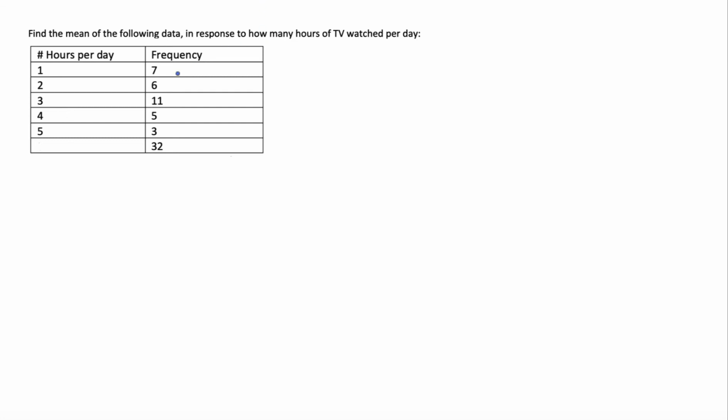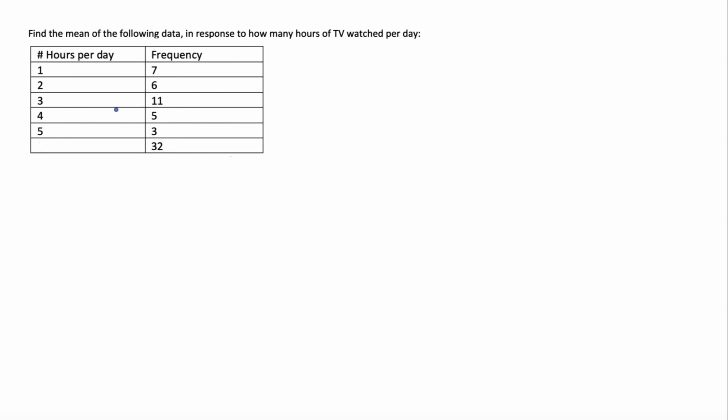Find the mean of the following data in response to how many hours of TV watched per day. So we see in this data we have two columns. In the first column is the number of hours per day. And in this column we see the frequency. The frequency means how many times or how many people responded.